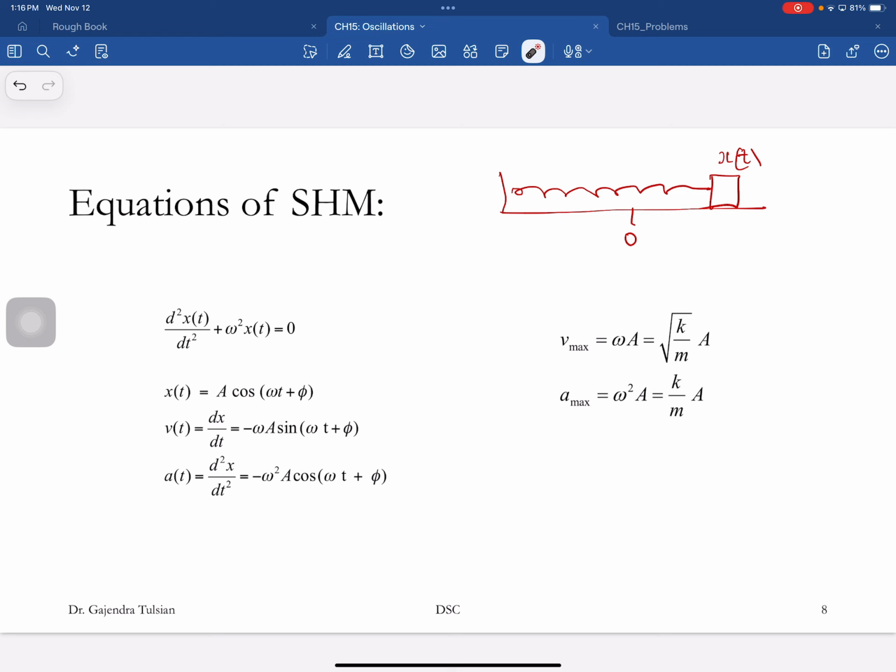When is it going the slowest? Very good. At that distance, it's come to rest. So at this point, the velocities are 0, at the extreme points. When is the acceleration maximum?